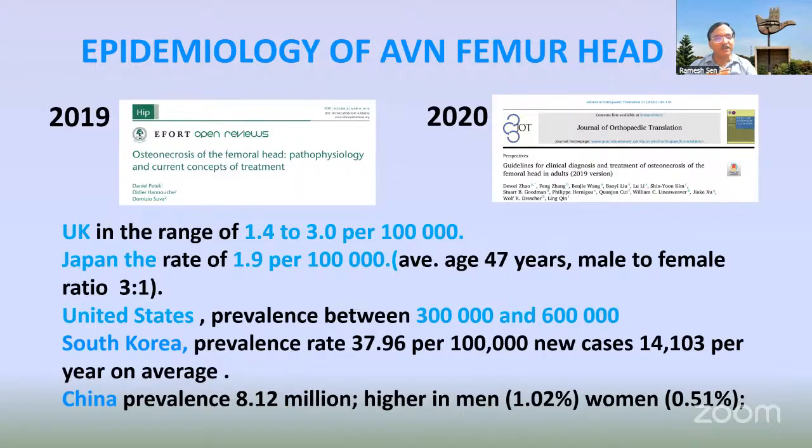I tried to pull it up. It is 1.5 to 3 per lakh population, and maybe 1.9 is somewhere from Japan. The United States has given a prevalence, South Korea has a prevalence, and if you look at China's prevalence also, it is about 1% in men and 0.5% in women. So the epidemiology is like this.